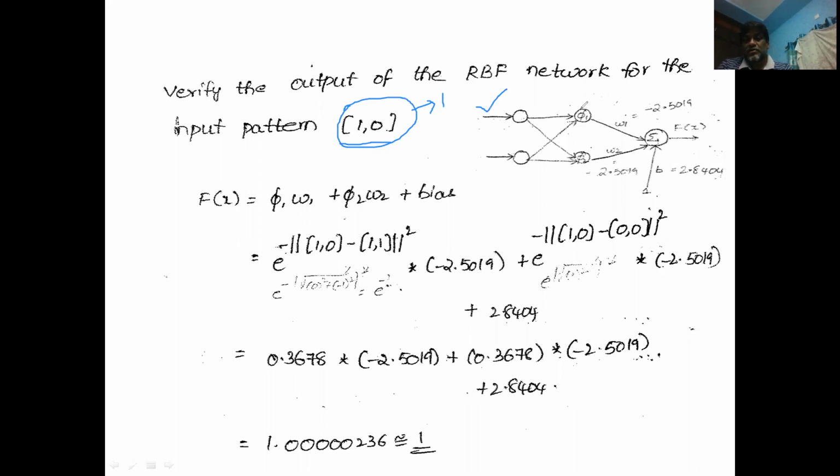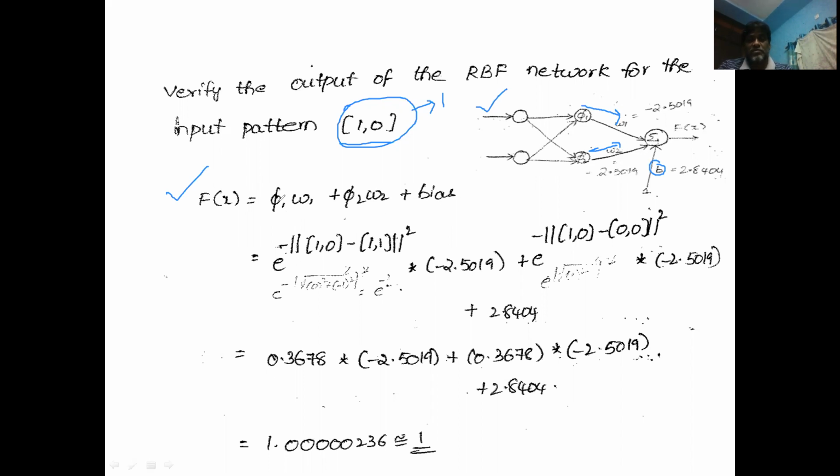For nonlinear mapping, we will make use of phi, the interpolation matrix, and from here to here, we will make use of W1 and W2. So phi 1 into W1, plus phi 2 into W2, plus there is a bias. This will be our formula for calculating the final output of our radial basis function neural network. So f of x is equal to phi 1 into W1 plus phi 2 into W2 plus bias.